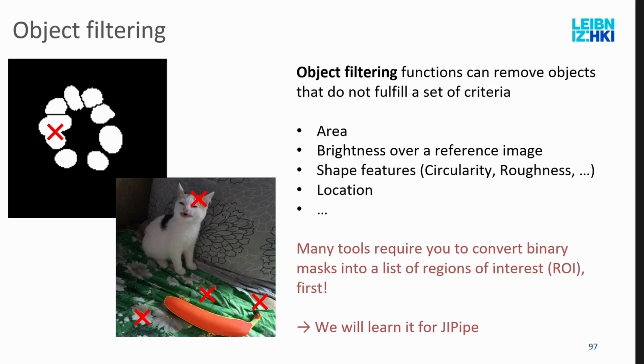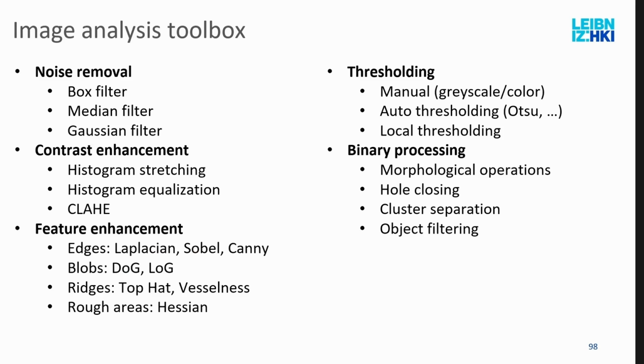Or measure for each object the average brightness of the image over that. We will learn this specifically for JIPipe tomorrow, how JIPipe does object filtering through its regions of interest system and ROI overlap system and so on. But this will be all for tomorrow.